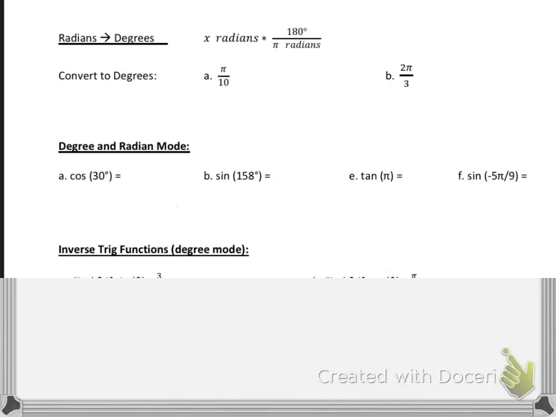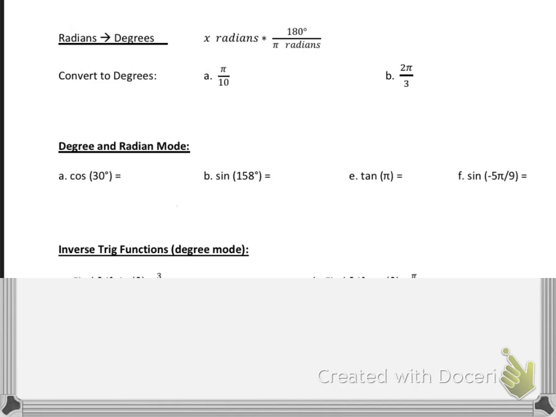Degree or radian mode. So you've got to know your calculator. The cosine of 30 degrees on your calculator, versus if you put it in wrong, you've got to be smart about the answer you get. I'm going to do it wrong. I'm going to use radian mode, and I'm going to type in cosine of 30. If you do cosine of 30 degrees in radian mode, I get 0.153.